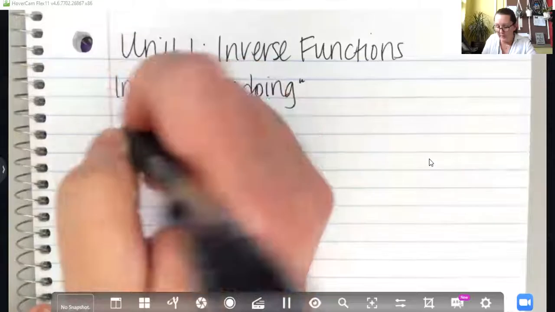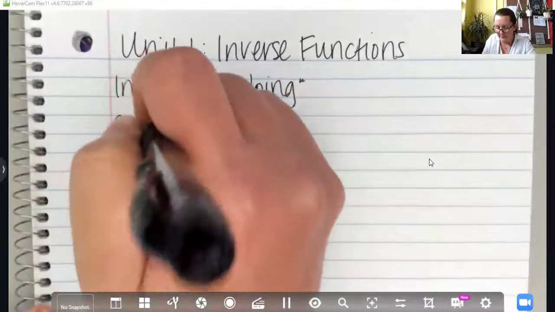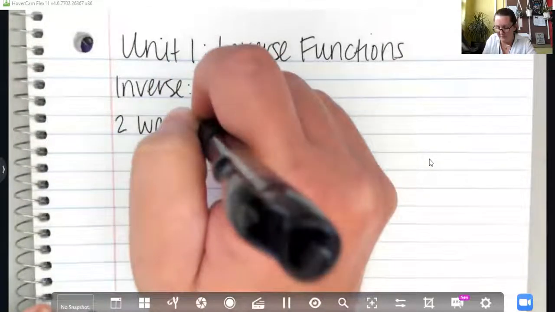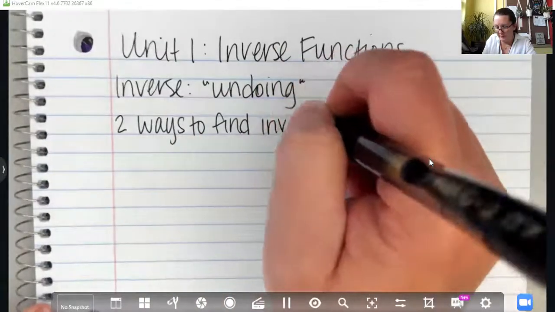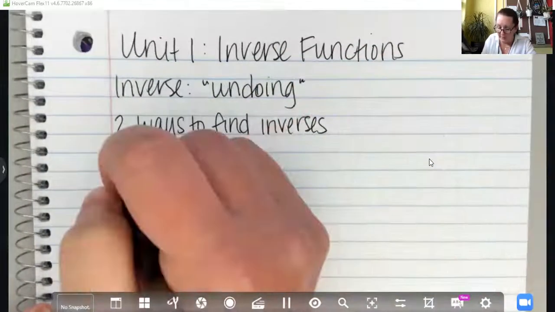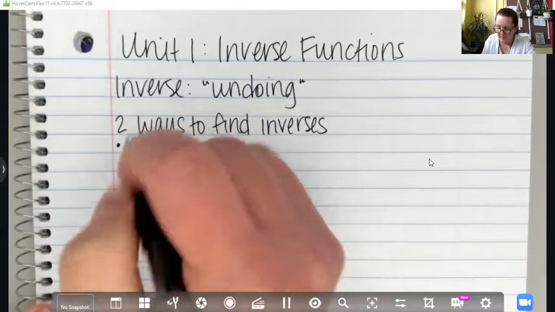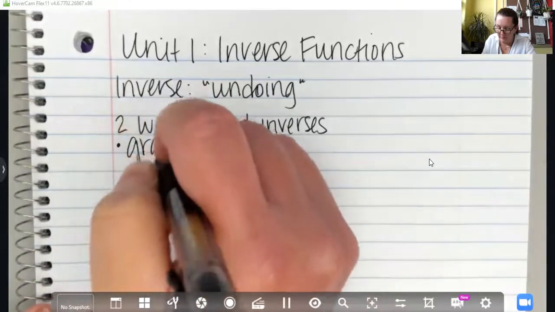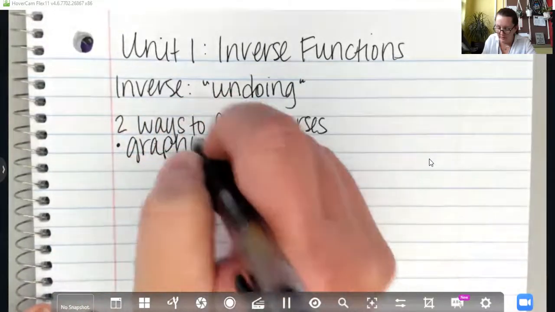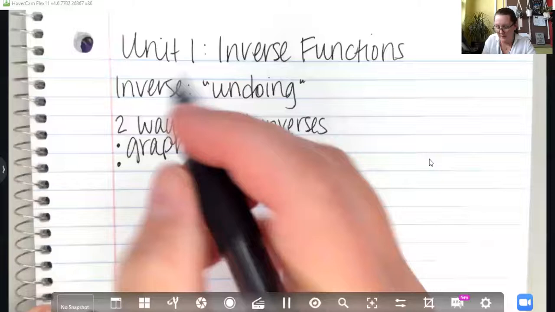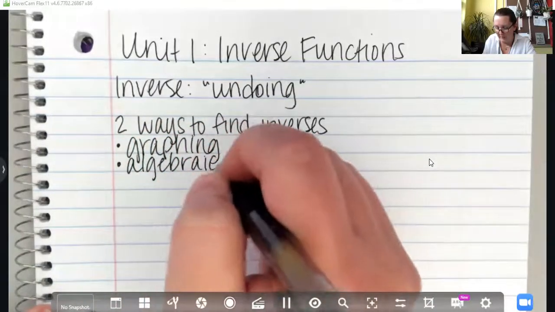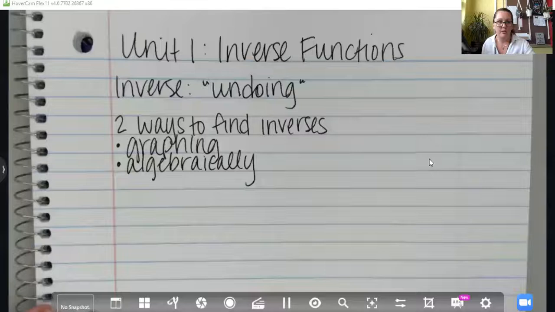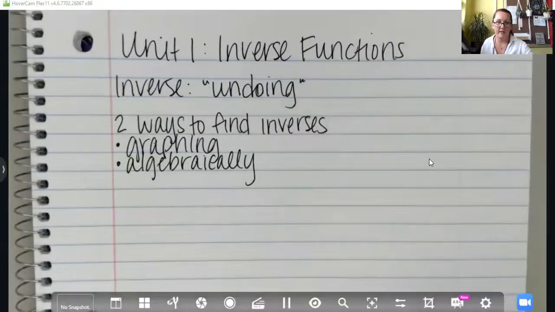So there are two ways to find inverses. One way is by graphing, and the second way is algebraically. So we're going to do both of those ways today.